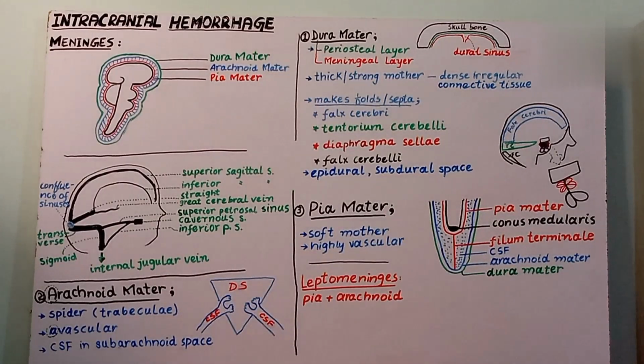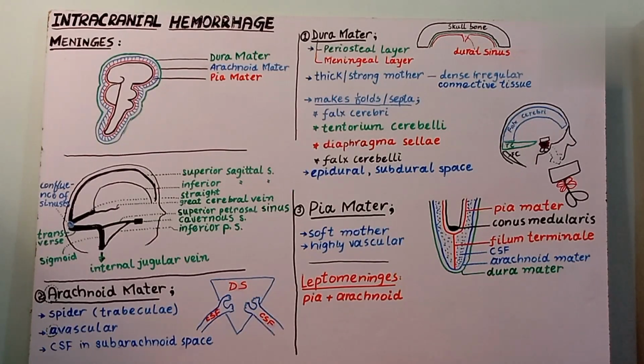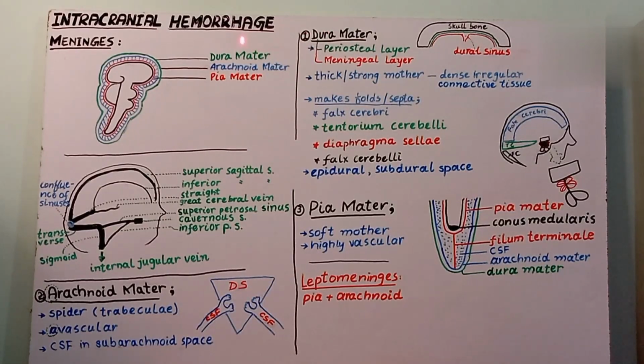At some areas the dura mater forms folds or septa, and the purpose of these folds is to prevent excessive movement of the brain. Because if the brain moves excessively, it can lead to rupture of the vessels, and this rupture can lead to hemorrhage. So one of the causes of intracranial hemorrhage is excessive movement of the brain, and these folds prevent these excessive movements.